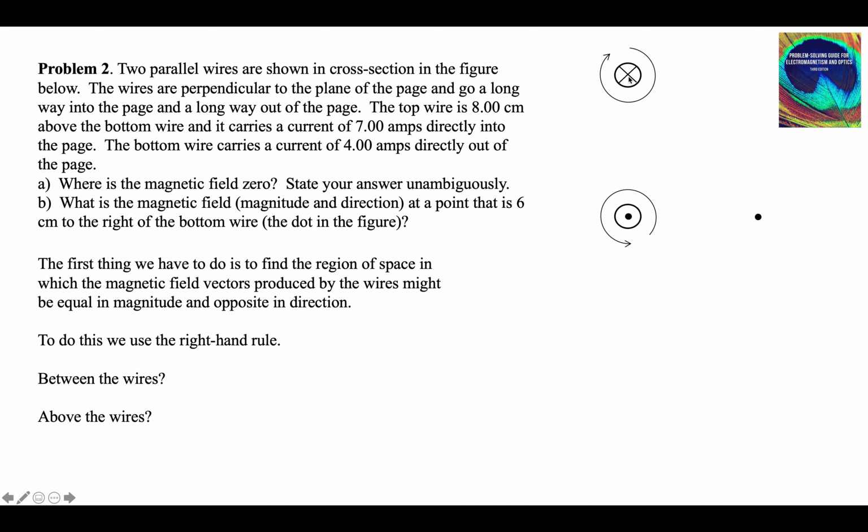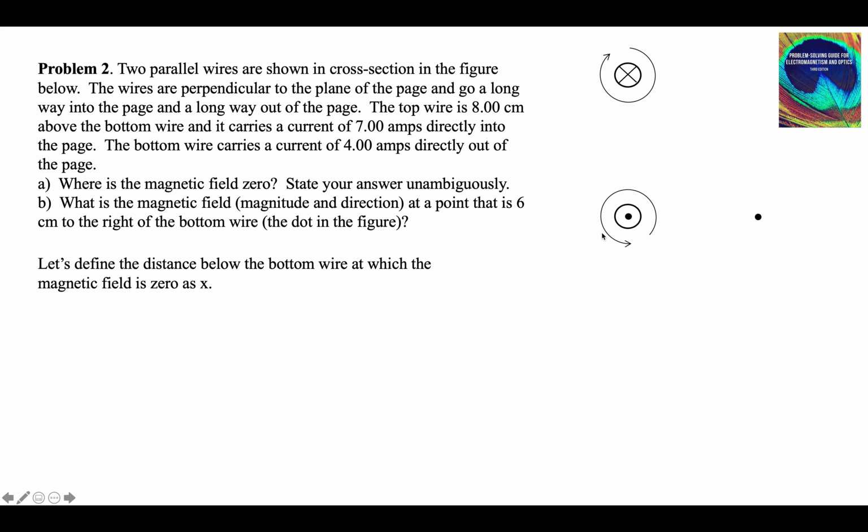However, this wire carries 7 amps. This wire carries 4 amps. The field produced by the top wire is always going to be greater than the field produced by the bottom wire above the top wire because the top wire carries more current and it is closer. Below the wires, the bottom wire produces a field to the right. The top wire produces a field to the left. So somewhere down here they're going to cancel. The fact that the top wire has more current will be offset by the fact that it's farther away. So somewhere below the wires, the field is 0.